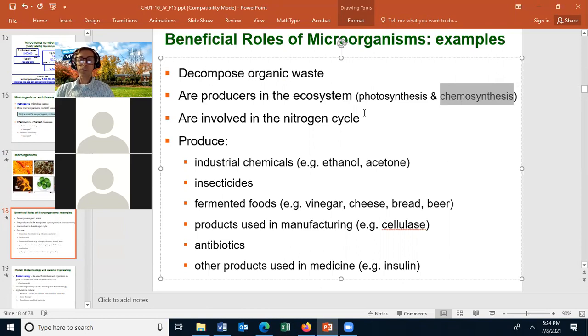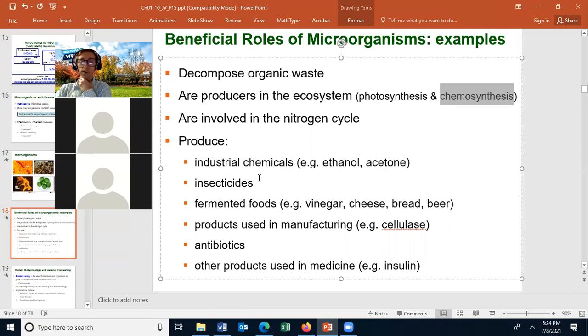Another beneficial role of microorganisms, we mentioned that they are involved in the cycling of nutrients and the nitrogen cycle, but humans use microorganisms to produce industrial chemicals like ethanol and acetone. When the farmer takes his corn and makes it into ethanol, the people who make ethanol are using microorganisms to make the ethanol. And I don't think there's any other way we can make ethanol. That's true for some other chemicals. You don't need to know this one, but we use microorganisms to make acetone.